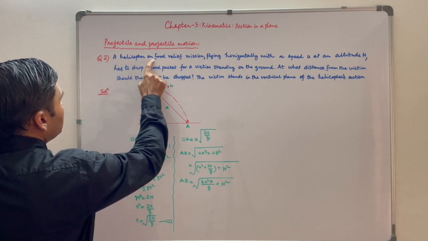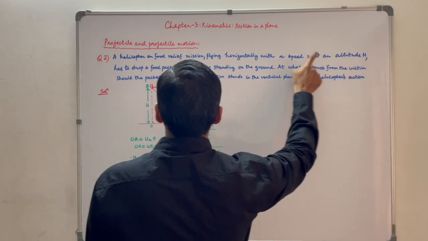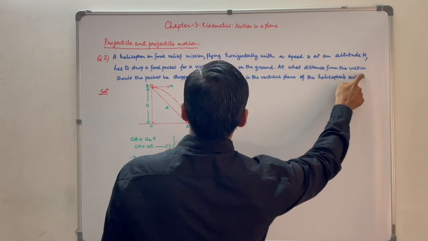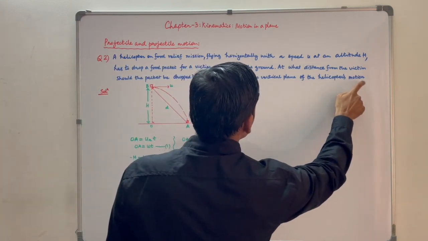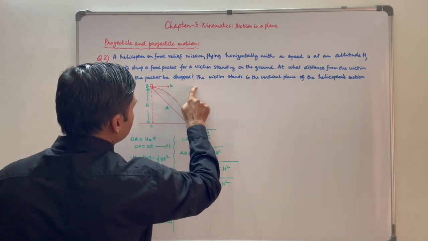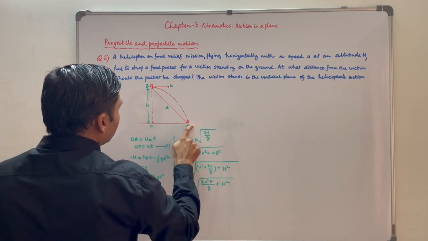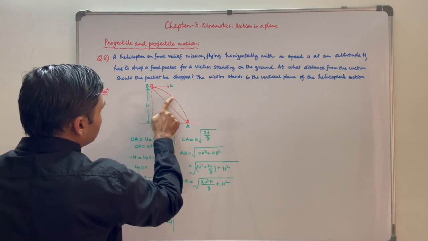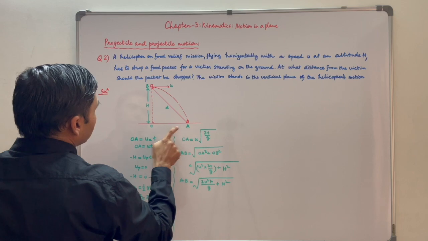Second question. A helicopter on a food relief mission, flying horizontally with a speed u at an altitude h, has to drop a food packet for a victim standing on the ground. At what distance from the victim should the packet be dropped? The victim stands in the vertical plane of the helicopter's motion. It is given that a helicopter is flying horizontally with constant speed u at height h from the ground. A victim is standing at point A. When the helicopter is at point B, it has to drop a food packet such that it reaches the ground at point A. We have to figure out the distance between B and A.